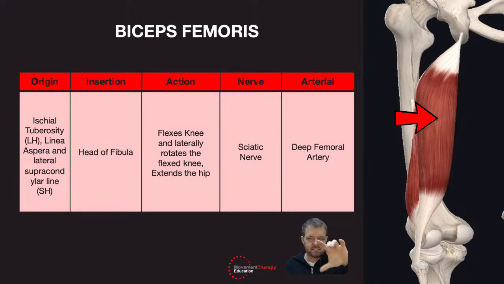The short head is less likely to get injured because it attaches onto the femur and then just acts on the knee, and that's all it does. But they both join together. They've got a conjoined tendon. So let's have a look at those.